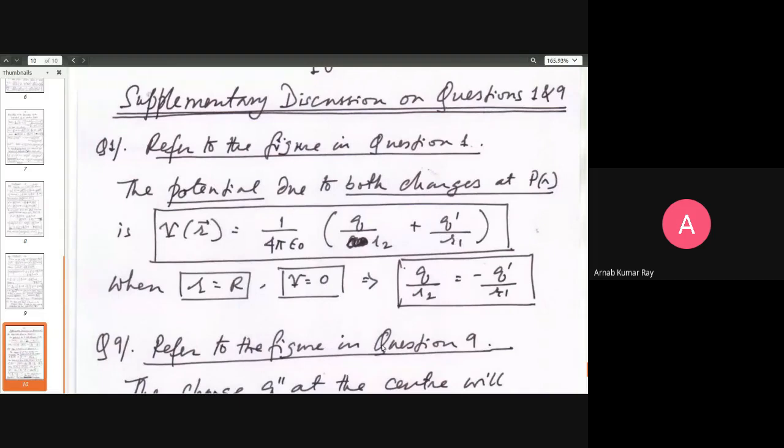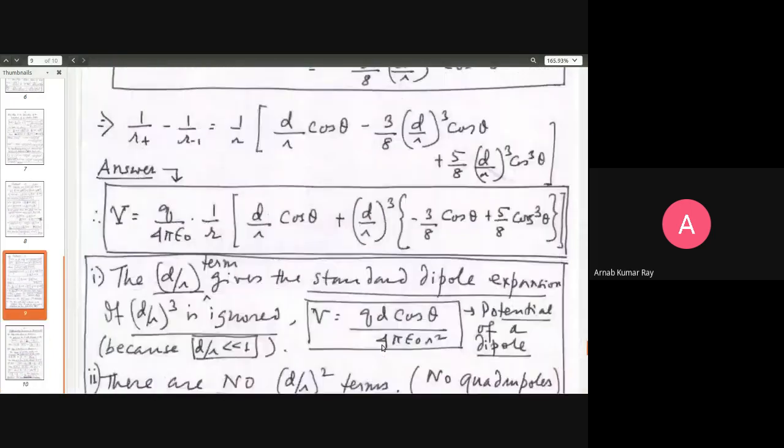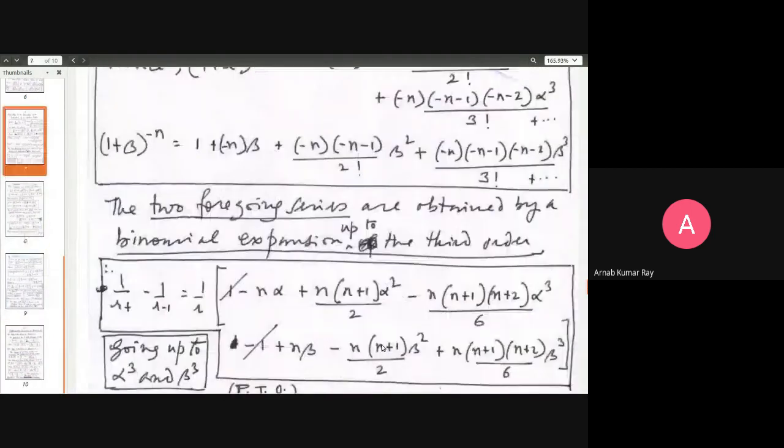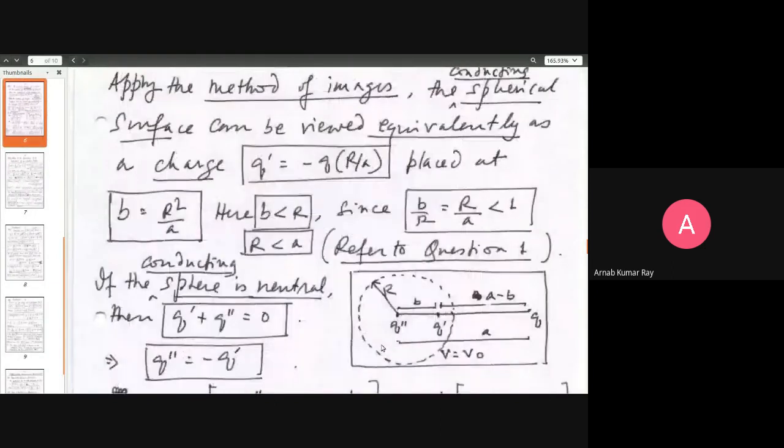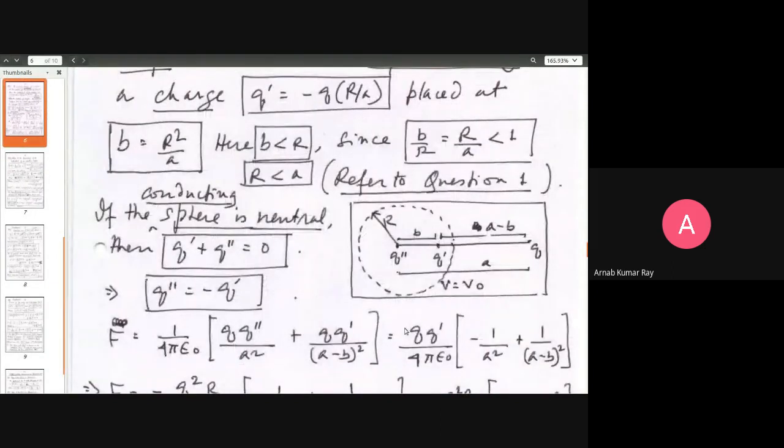Now refer to the figure in question 9. Here, I thought that this point could have been discussed. I mean, this supplementary sheet was not there in your tutorial, so that's why I thought so. Now, you have been told earlier that this dotted circle is the real thing, but you're eliminating that. In place of that, you're putting Q prime because this whole thing is at 0 potential.